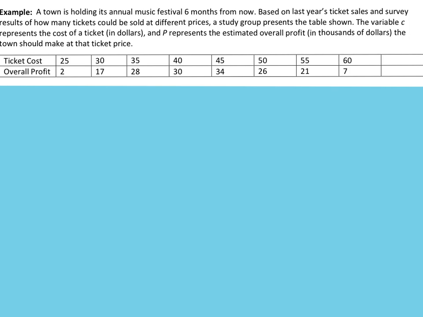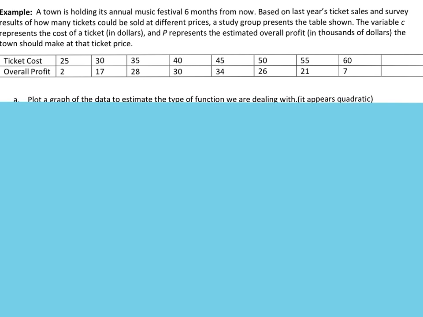And you can kind of tell that if the tickets are cheap, they're not going to make very much money. But as they get more expensive, they make more money. But if they make them too expensive, then people aren't going to buy them and they make less money. So it becomes parabolic. We're going to do this one by hand. Plot a graph of the data to estimate the type of function we're dealing with.